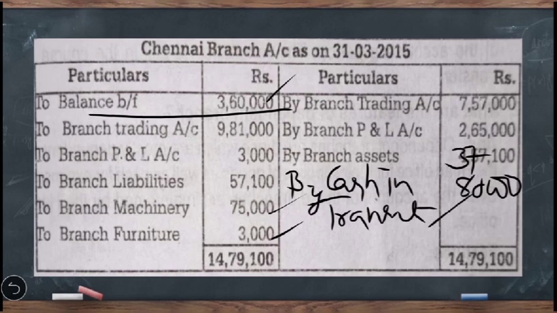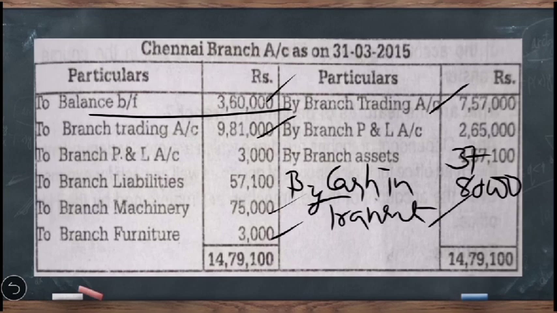The next incorporation entry was for incorporating the debit items of branch trading account. So here the entry will be branch trading account debit to branch account. Then for incorporating the credit items, the entry was Chennai branch account debit to branch trading account.